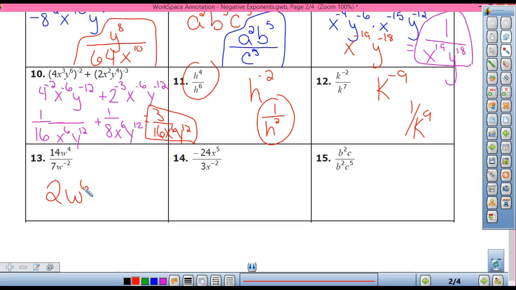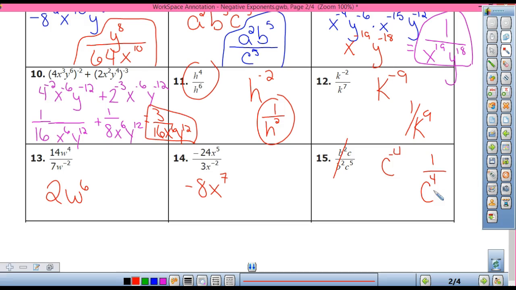Okay. So 14, negative 24 divided by negative 8, that's 3, and top 5 minus negative 2 gives x to the 7th. Everything's got a positive exponent. Alright, in 15, what happens with my d's? My d's cancel. Okay, 1 minus 5. So c to the negative 4th is 1 over c to the 4th.